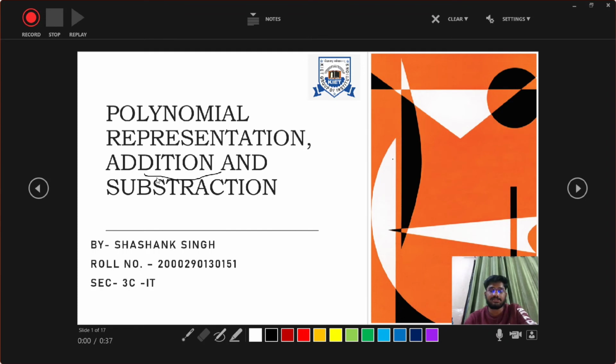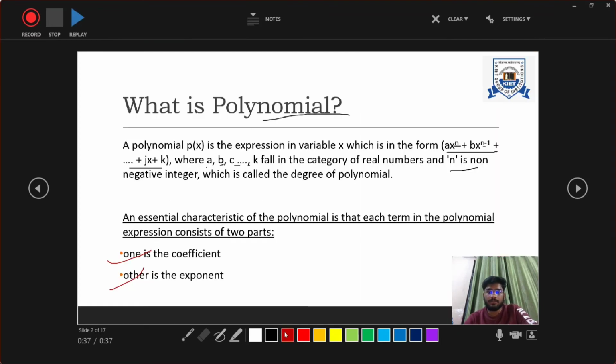The topic is polynomial representation, addition and subtraction. The polynomial representation is an implementation of linked list. So let's get started. What is a polynomial? A polynomial is derived from the two words poly and nomial. Poly means many and nomial means terms.